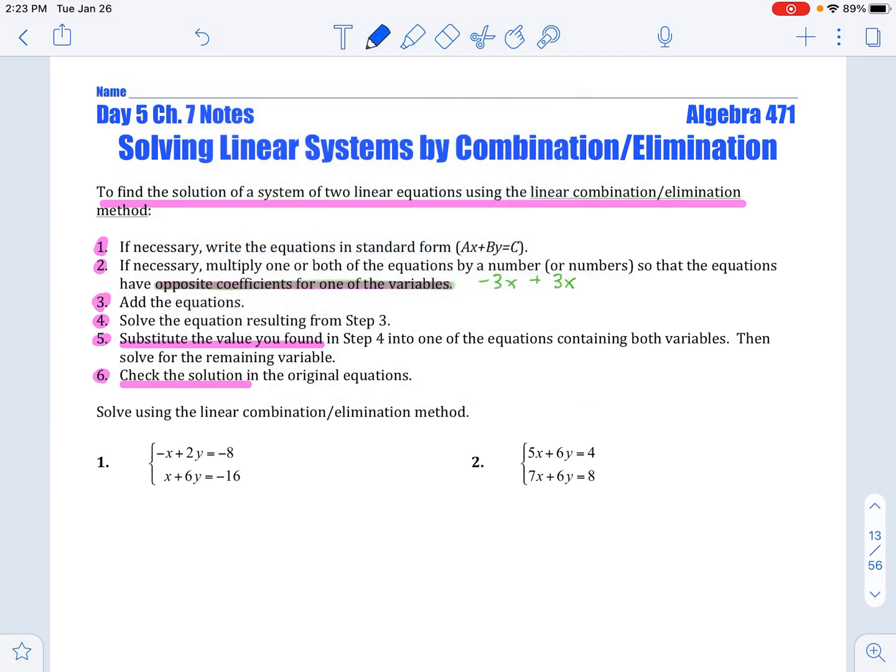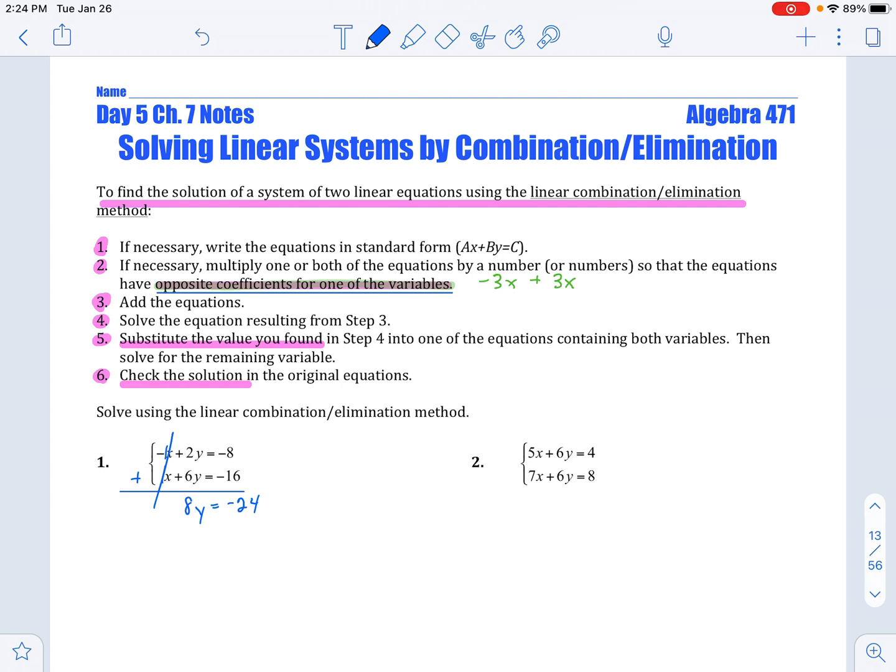So let's take a look at this first example. I'm going to make note that as I look at the original problem, I have a negative 1x with a positive 1x. I'm going to underline it, but we are looking for this idea where we have opposite coefficients, so positive versus negative of the same value for one of the given variables. The reason this is helpful is because when I add these equations together to make a combination, the x variable drops out and I'm left with 8y equals negative 24.